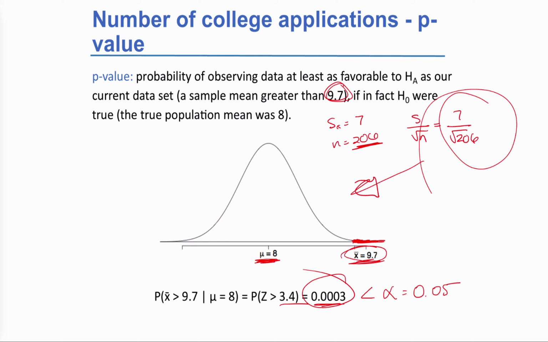So, our conclusion is that the average number of colleges applied to probably is not 8 for Duke students, because it's very unlikely that we'd get these results if it was 8. So we say it's probably not 8. It is probably closer to 9.7 than to 8. So we reject the null hypothesis in favor of the alternative hypothesis that the average is closer to 9.7.